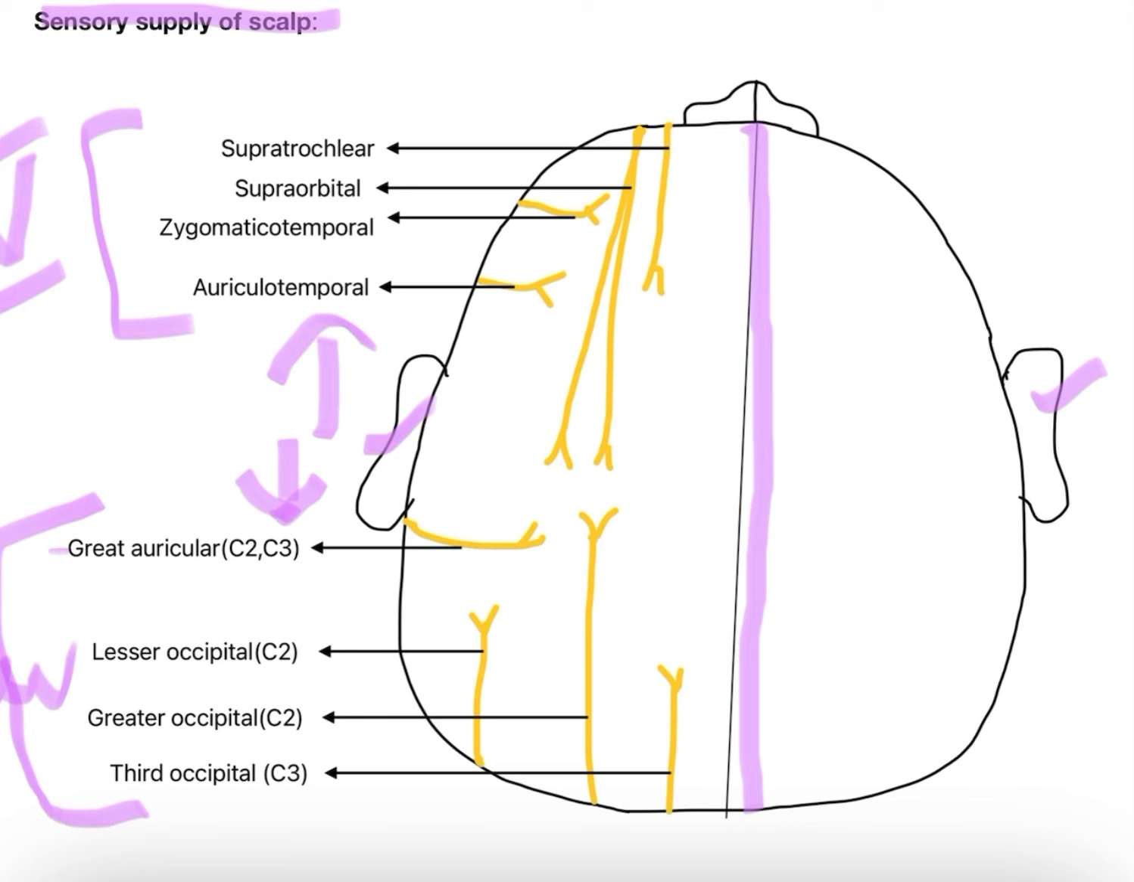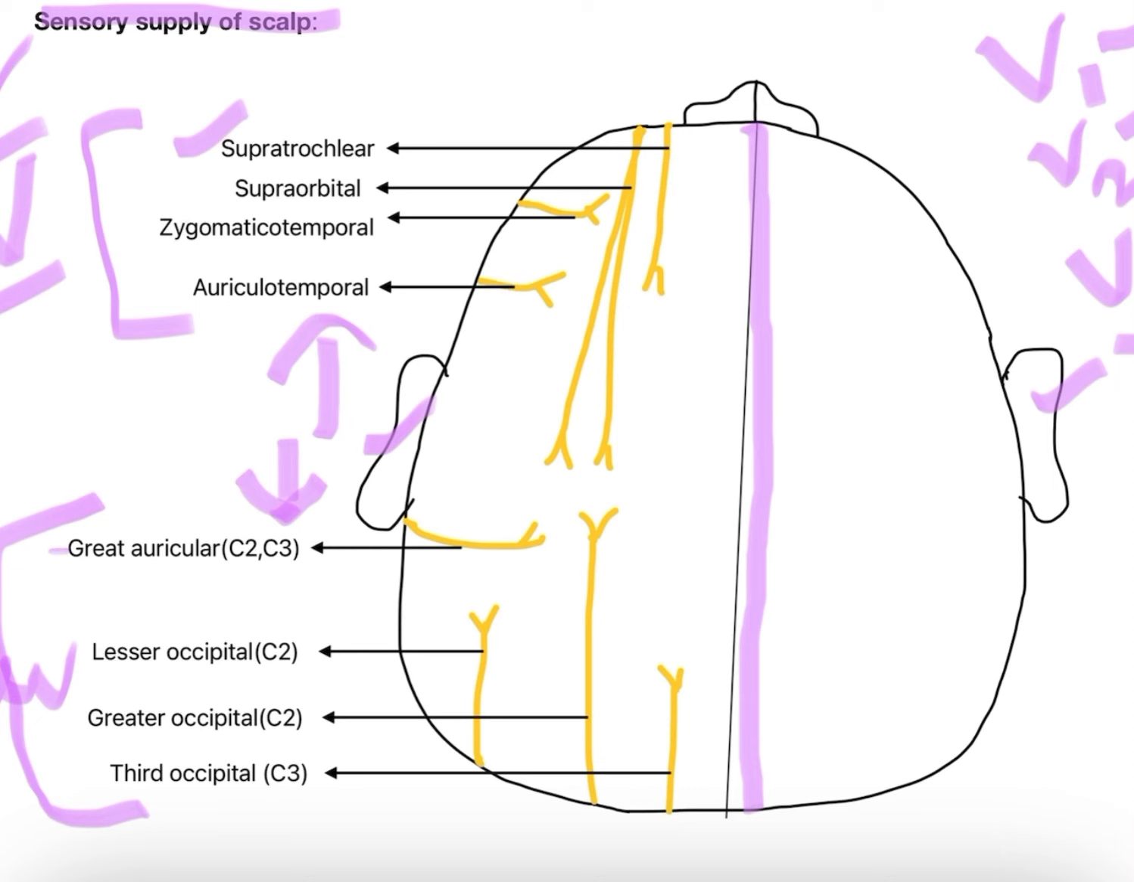If we consider the trigeminal nerve, it has three divisions, V1, V2 and V3. The fifth cranial nerve has three parts: first division, second division, third division. First division is known as the ophthalmic division. Second division is known as the maxillary division. Third division is known as the mandibular division.